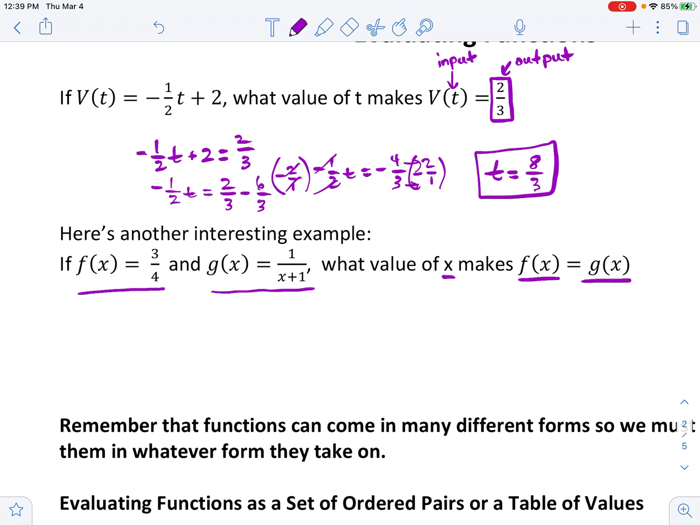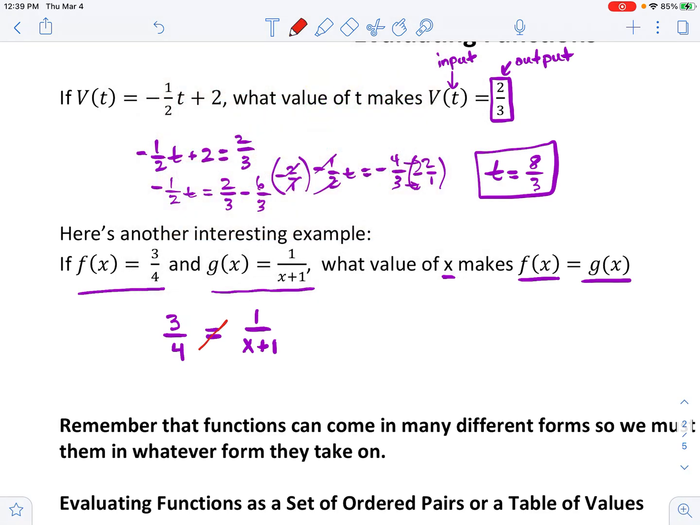All right, well, it tells us that f of x has to be equal to g of x. So if f of x is 3/4 and g of x is 1/(x+1), and it tells us that they have to be equal to each other, then we have an equation that we can solve for x. And this, my friends, is a proportion.